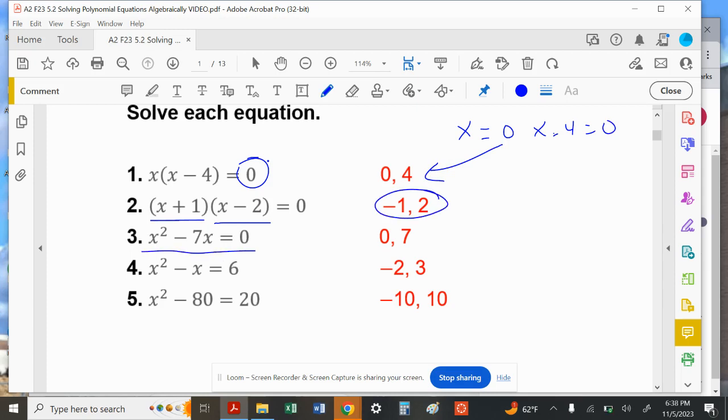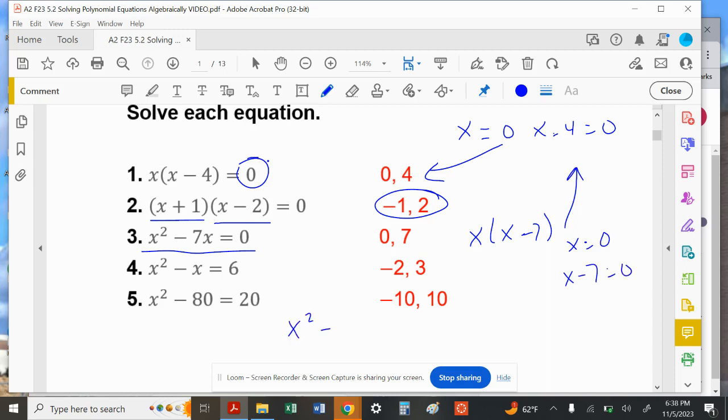This one, you can see I have two terms there. So what I can do is factor out an x. So I have x times x minus 7. And then I can do the same thing that I did right above here. x equals 0, x minus 7 equals 0, and I got it.